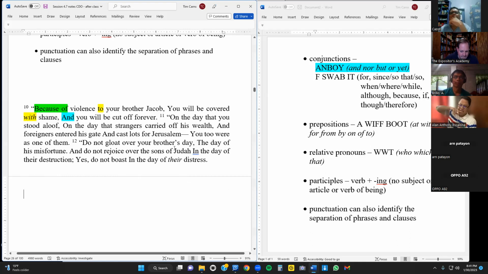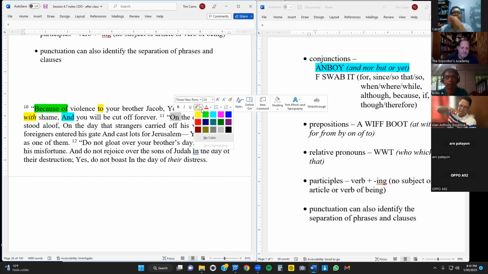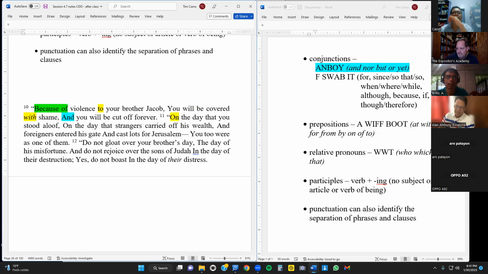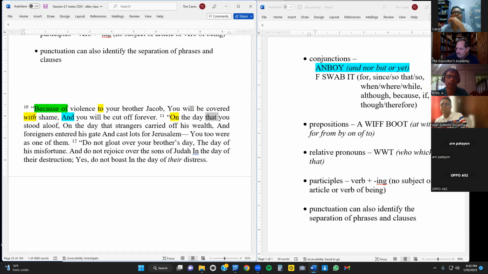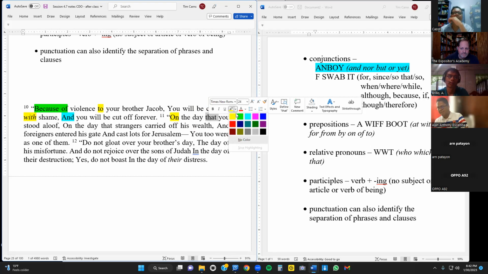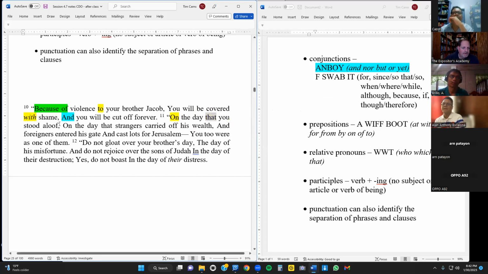The first is "on the day," on, then that. Okay, on is a preposition. And then what's the next one? That. What is that? Relative pronoun. Excellent. That's a relative pronoun, so that. All right, any others?